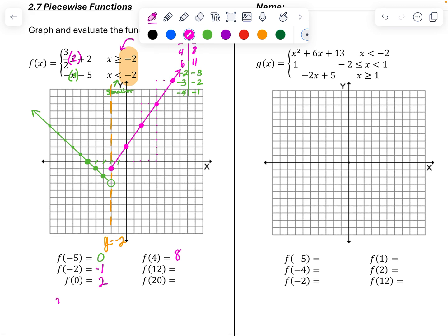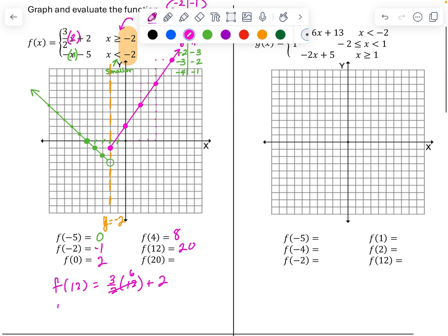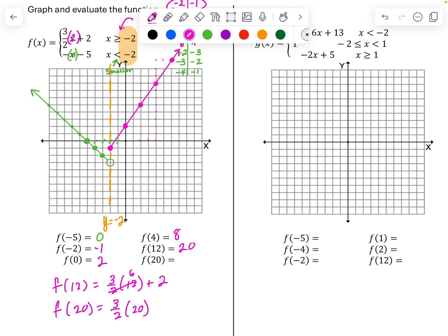If we did f of 12, we are going to go 3/2 times 12 plus 2. That would be 18 plus 2, so that would be 20. And then if we wanted to do f of 20, f of 20 is 3/2 times 20 plus 2, that'd be 10, so that would be 32.